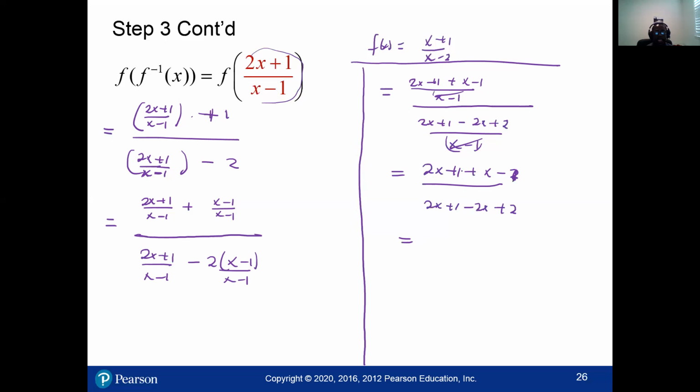This is 1. So plus 1 minus 1 cancel, and that gives me 3x for the numerator. And then here too, 2x and minus 2x will cancel, and they have 1 plus 2, which is 3. And the answer is x. So you see that we have verified step 1, step 2, step 3, and then we verify that the two are inverses. All right.